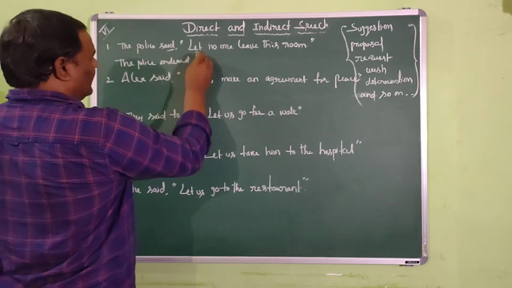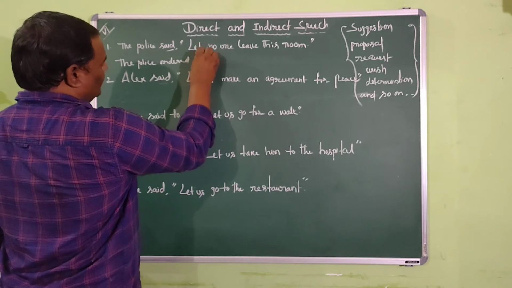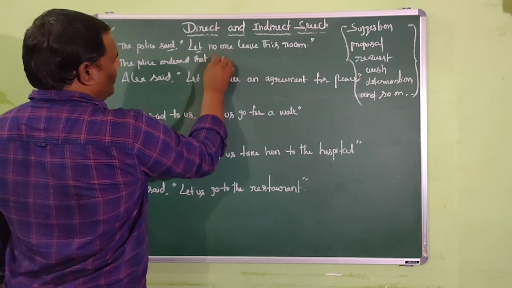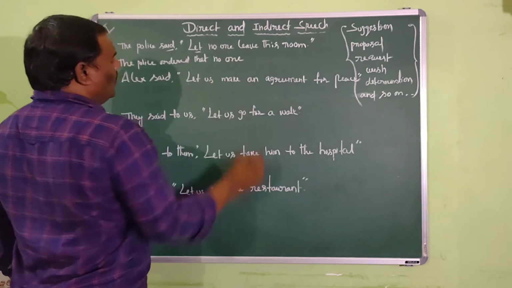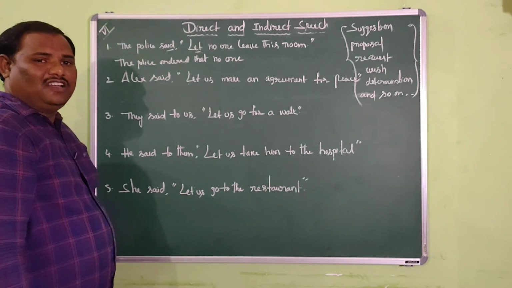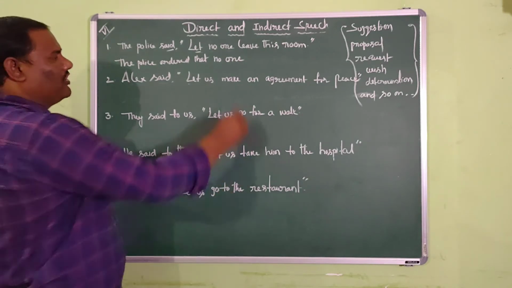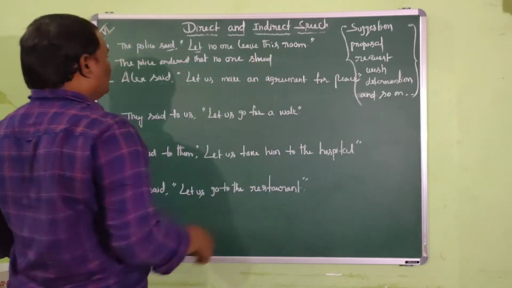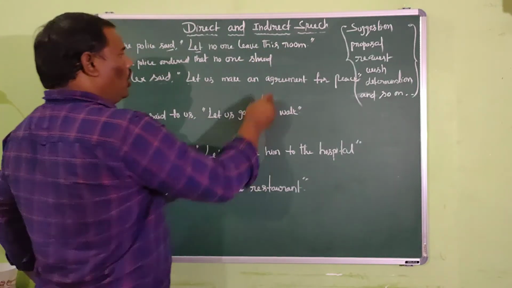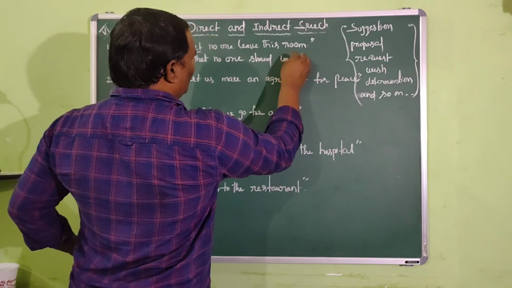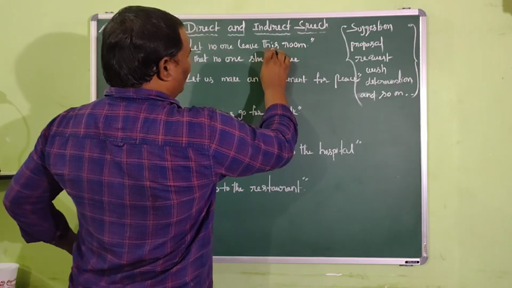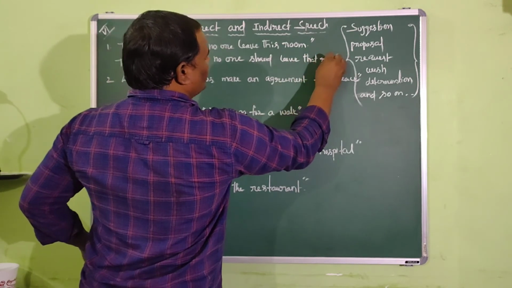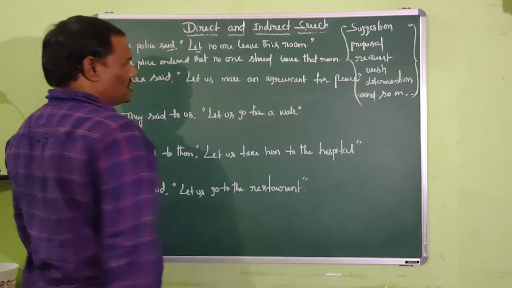The police ordered that. After the conjunction that, we require the subject, and the subject is no one. I told you that we should write the modal auxiliary should after the subject in the reported speech. Then it takes a should. Right? So the police ordered that no one should leave this room. This is the answer for the first question.